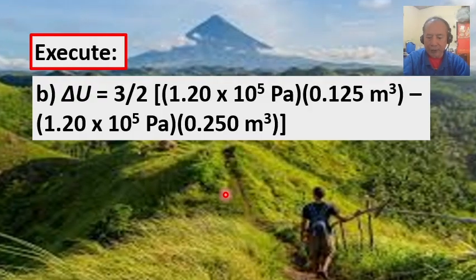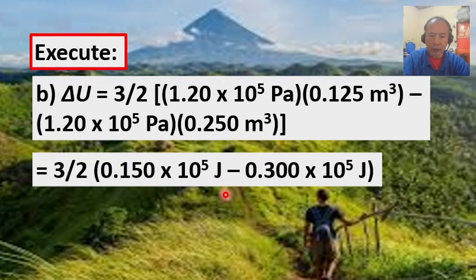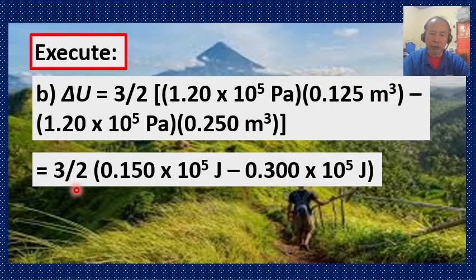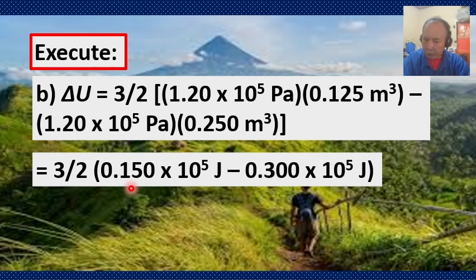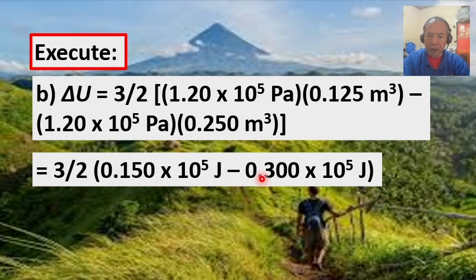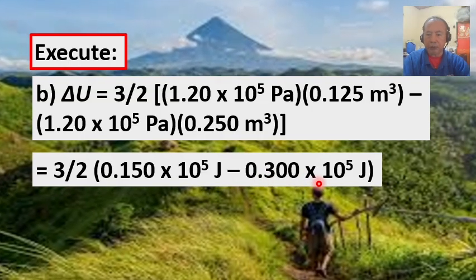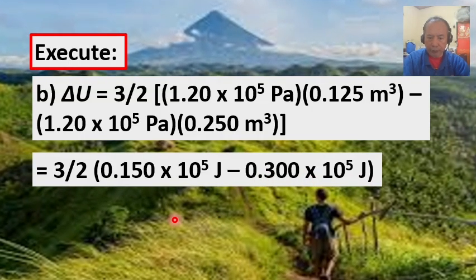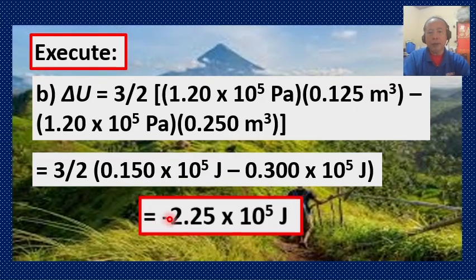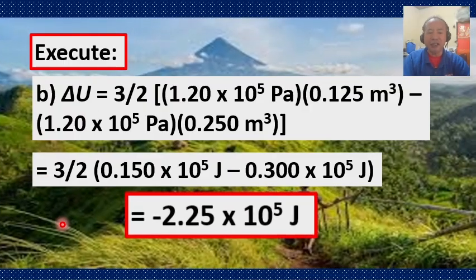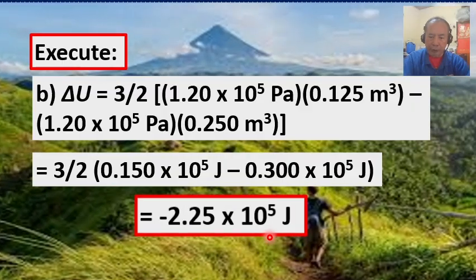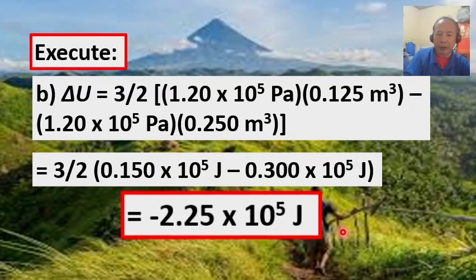So again, doing our math, we have this simplified equation. Delta U equals 3 halves multiplied by quantity 0.150 times 10 to the fifth joules minus 0.300 times 10 to the fifth joules. So we finally get the amount of the change in internal energy, delta U, equal to negative 2.25 times 10 to the fifth power joules, also rounded to 3 significant figures.